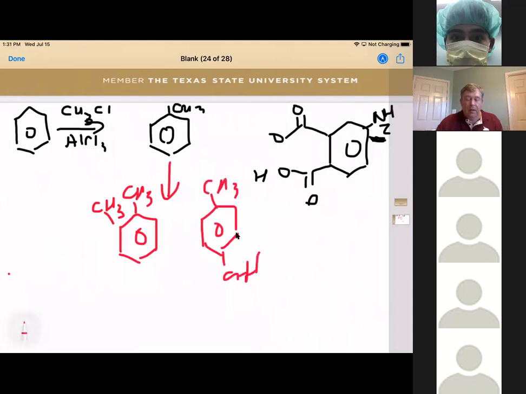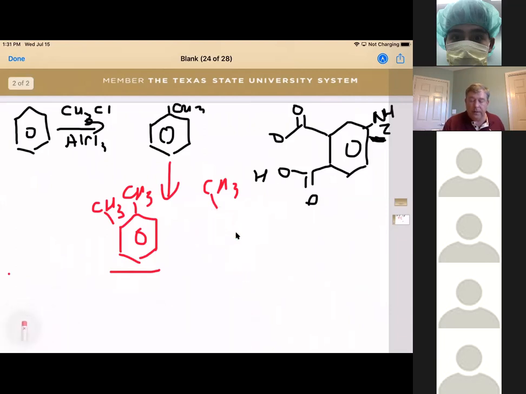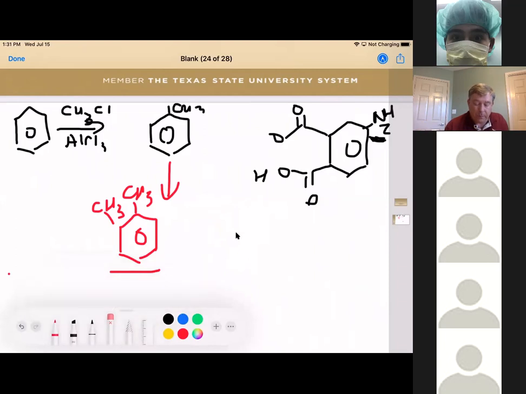Okay. So once we have this ortho product, we'll have to separate these and use just the one isomer here. Now, if we nitrate this, where is it going to nitrate? They are both ortho-para directors. So let's see where each of them is going to direct and see if we can get one isomer versus another.